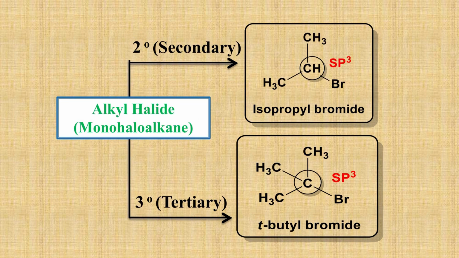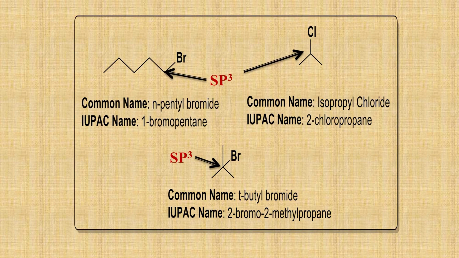Examples: a carbon atom attached to two methyl groups and a bromine atom. This is called isopropyl bromide, a secondary alkyl halide. Then you have a carbon atom to which three methyls are attached along with bromine, called tertiary butyl bromide, a tertiary alkyl halide. Next slide, you see some examples you can note.